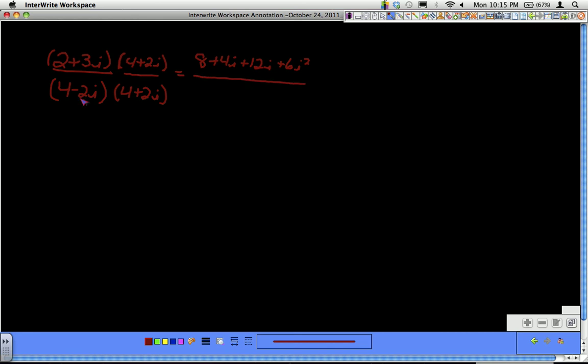Now on the bottom, the shortcut for conjugates: first one squared, second one squared, and add them. I don't have to do the i, because i times i is i squared, which changes this from a negative to a positive. So we can just save that step. Now up here again, i squared is negative 1 times 6 is negative 6, plus 8 is positive 2. Like terms: 4i plus 12i is 16i. On the bottom, 4 squared is 16, plus 2 squared is 4, which gives me 20.